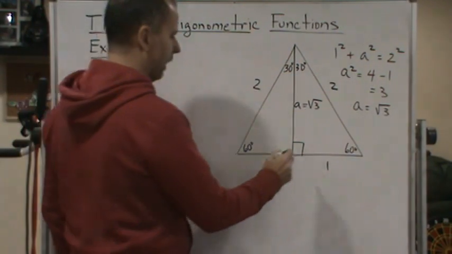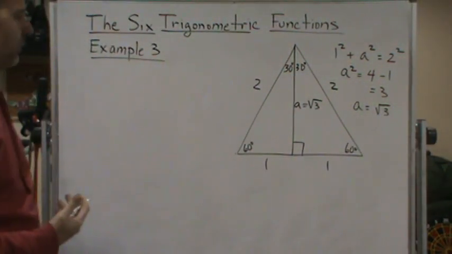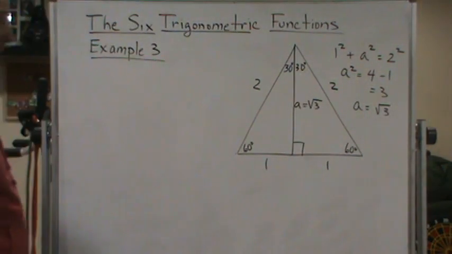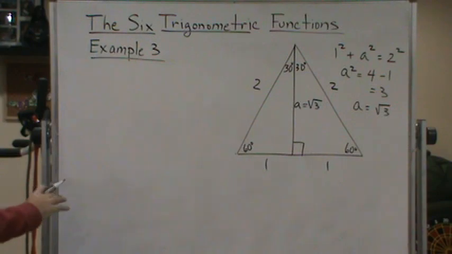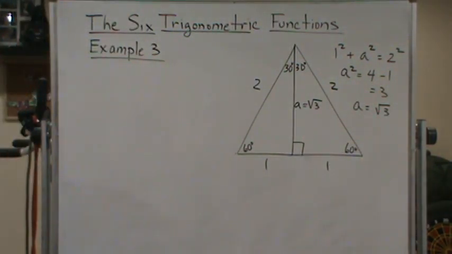So now I've got my 3 sides. Now, how do I deal with 30 and 60 degrees? Now that I've got all 3 sides, I can just use the ratios for the 6 trigonometric functions to get the evaluations for all 6 functions for 30 and also for 60.